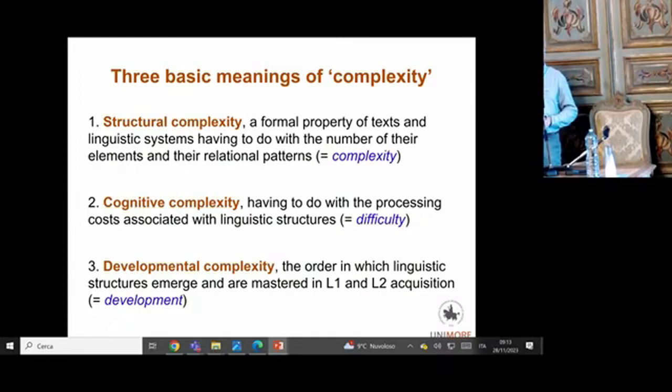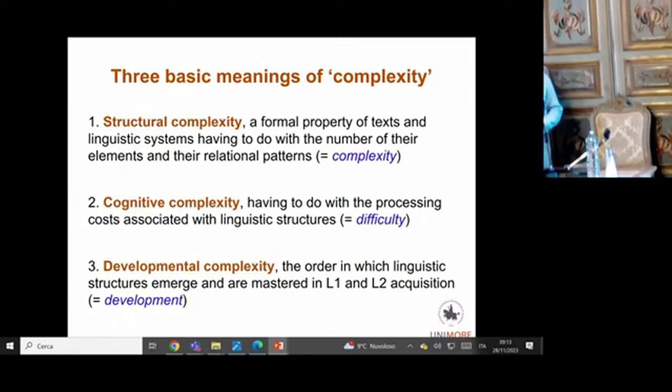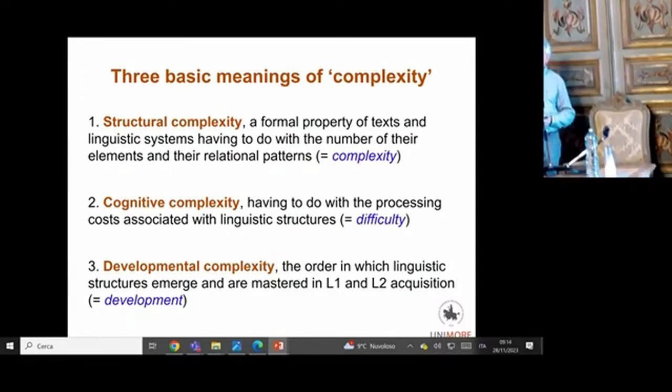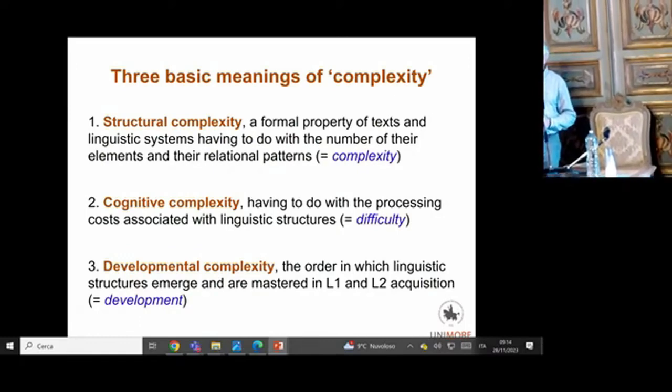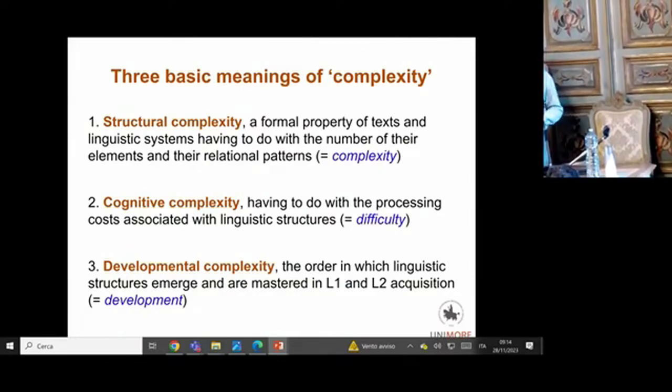What is sometimes called cognitive complexity has to do with the processing costs. And in this case, I prefer to talk about difficulty. So something having high cognitive cost demands, etc., is difficult. We have a word in the dictionary for that. So it's true that in ordinary language, we sometimes say it's complex to mean something that is difficult. But given that in science and research, we want to use different terms for different ideas, I think it's important that we use complexity for a structural property and difficulty for the interaction between the structure and a human being.